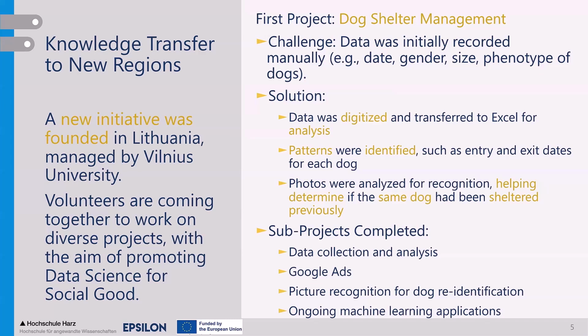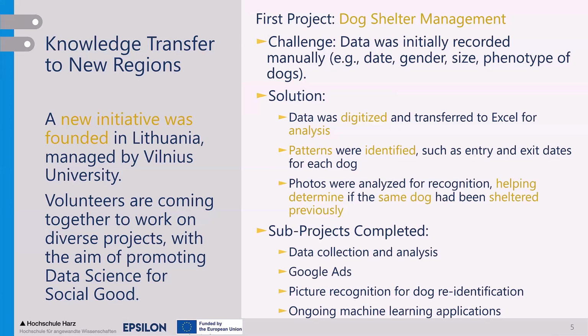And this helps to properly plan the resources a dog might need as long as it stays in the shelter. Also, another application was that the pictures of those dogs were analyzed via face recognition, and this helps to determine the type of dog, to check if the same dog had been sheltered previously, and to identify the race of the dog and probably the age of the dog.